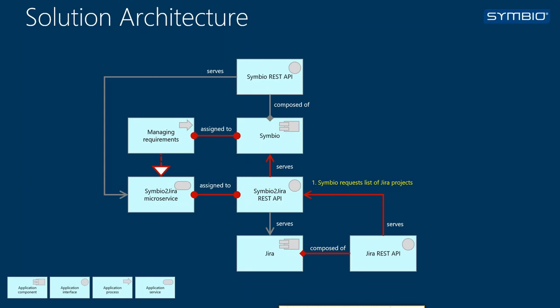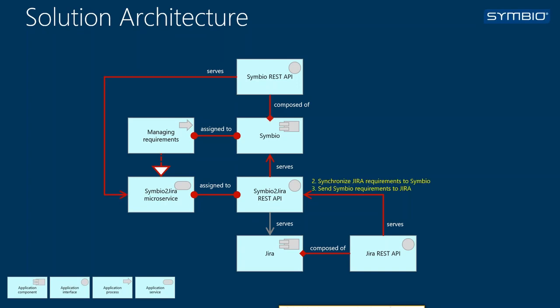So in essence, the first step that happens here is Symbio requests a list of Jira projects. That's the first handshake. So once you've done that linking of the domain in Symbio to the project in Jira, Symbio requests a list of all Jira projects. Now you understand which projects are in Jira, and you can actually see them in Symbio.